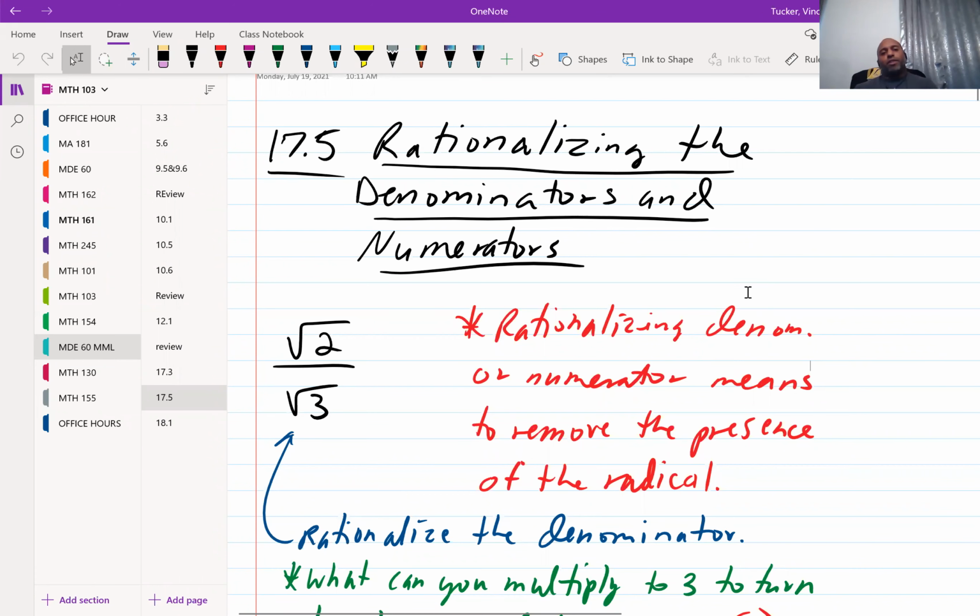All right. So let's look at 17.5, rationalizing the denominators and numerators. In the red, you see rationalizing the denominator or numerator means you want to remove the presence of the radical. If they ask you to rationalize the denominator, you're trying to remove the presence of a radical in your denominator. If they ask you to rationalize the numerator, you're trying to remove the presence of a radical in the numerator. So here we have square root of 2 over square root of 3. If we want to rationalize the denominator, we are trying to get rid of the square root of 3 in our denominator.